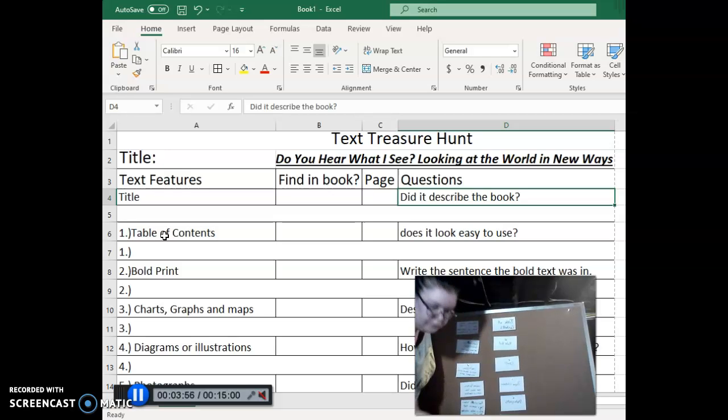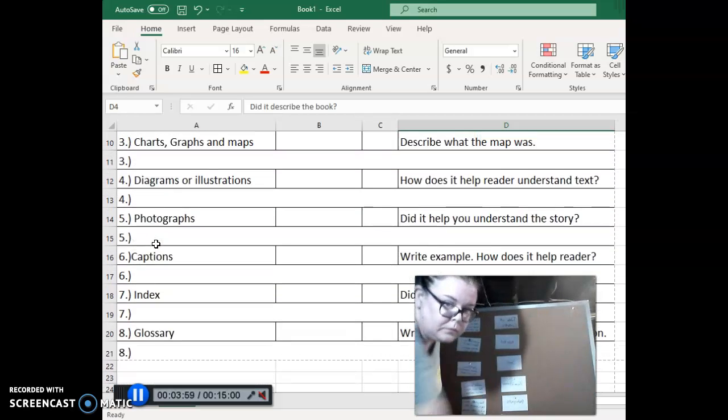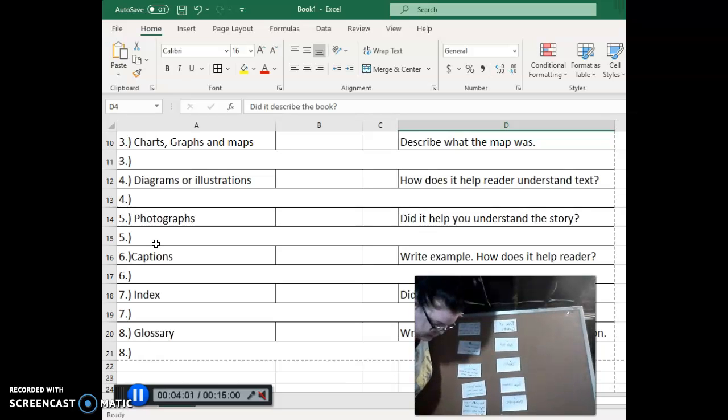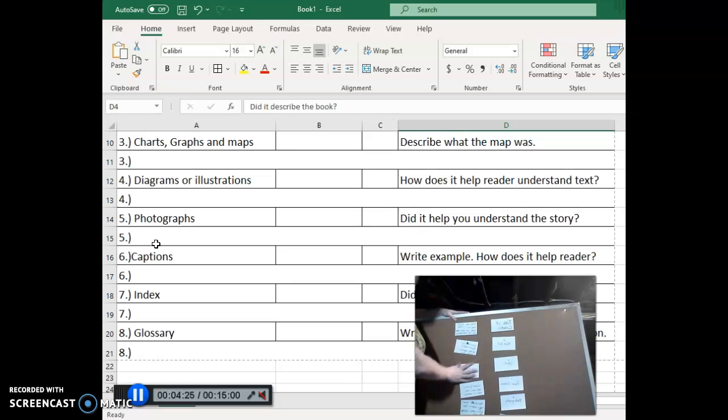Then index. The index is a list of important topics in the text with page numbers. And then the glossary helps the reader with definitions for words that they do not know. So I know some of you know some of these, some of you don't. Either way, the point is to learn some new words today. So I'm going to be leaving these up, and I have some sheets with all the definitions that I'm going to be handing out to some of you. If you'd like one, let me know. And we're going to go through.